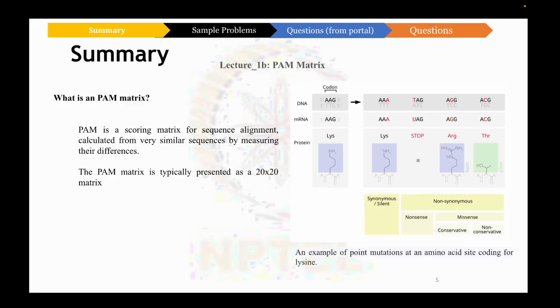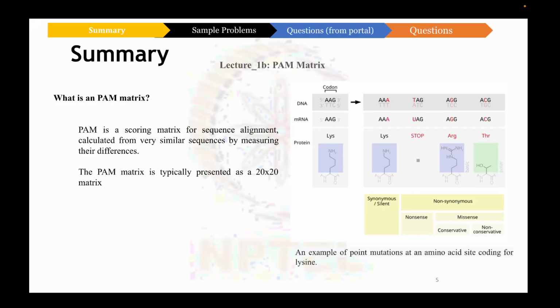The values in the PAM matrix are represented in terms of PAM units, which represent the estimated number of mutations per 100 amino acids that have occurred during the evolutionary history of the two sequences being compared.